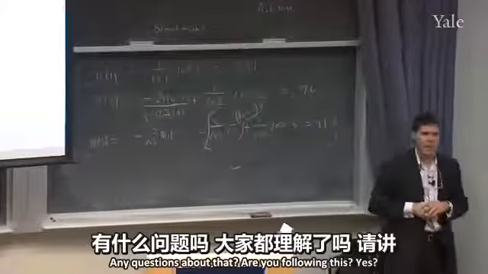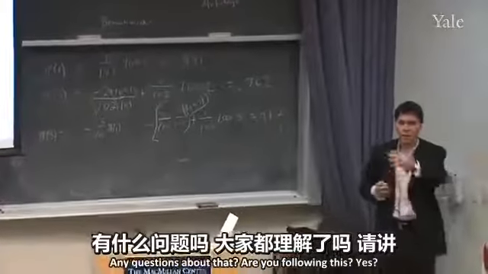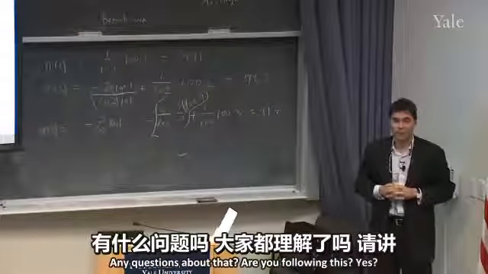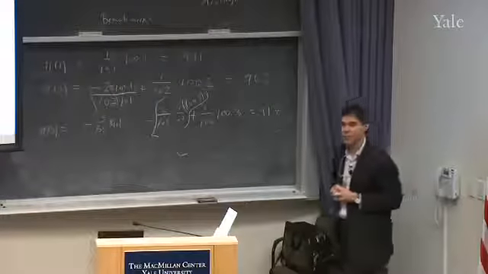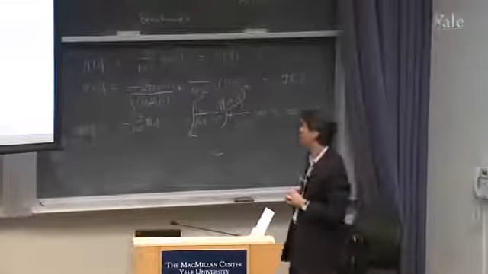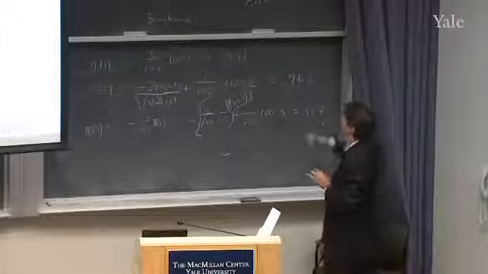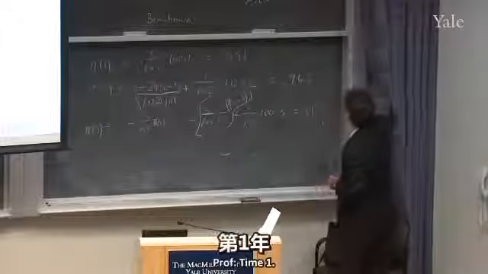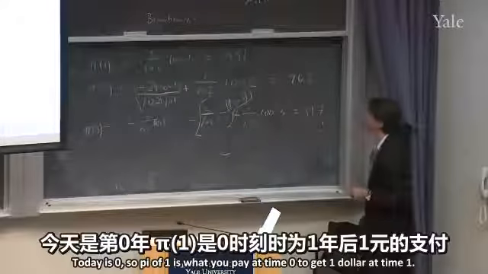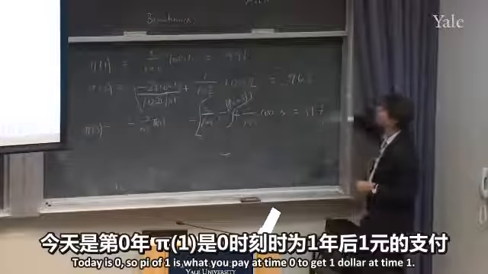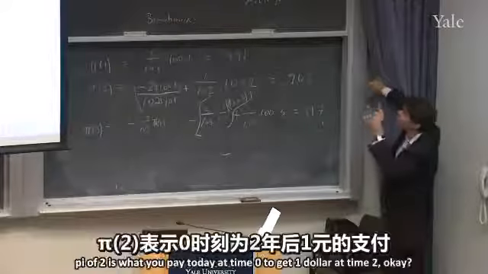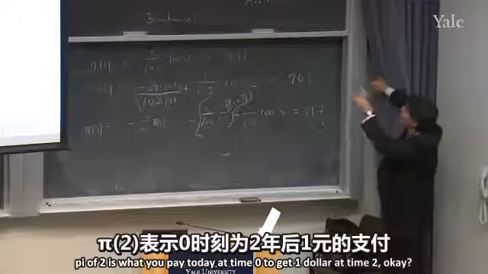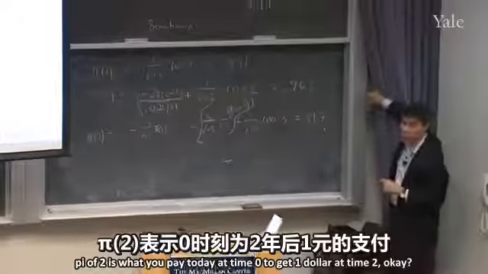So are there any questions about that? Are you following this? Sorry, just to clarify, so pi of 1 is today's price for $1 at time 2 or at time 1? Time 1. Today is 0. So pi of 1 is what you pay at time 0 to get $1 at time 1. Pi of 2 is what you pay today at time 0 to get $1 at time 2.